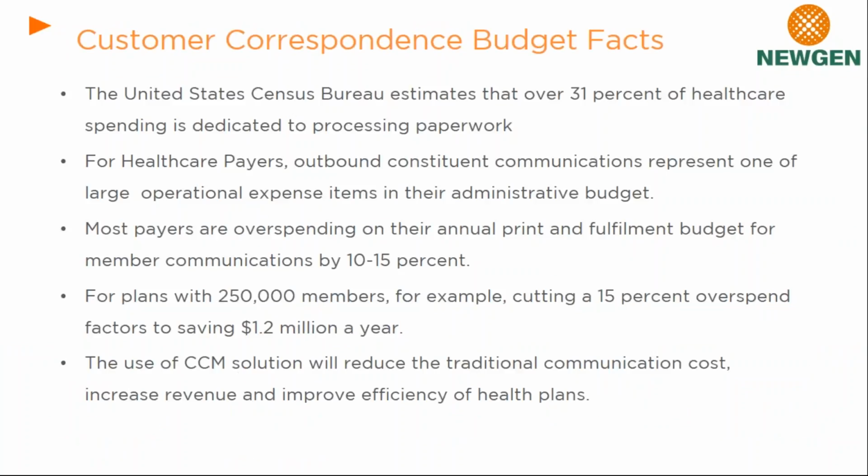Some of the budget facts that we wanted to present to our audience: the United States Census Bureau estimates that over 31% of healthcare spending is dedicated to processing paperwork, which definitely includes correspondences, and definitely a few percentage points are not correspondences. For healthcare payers, outbound communication represents one of the largest operational expense items in their administrative budget. Most payers are overspending on their annual print and fulfillment budget for member communication by 10 to 15%. For health plans with 250,000 members, for example, cutting a 15% overspend factors to $1 million in yearly savings. The use of a CCM solution will reduce traditional communication cost, increase effectiveness, and improve the efficiency of health plans.